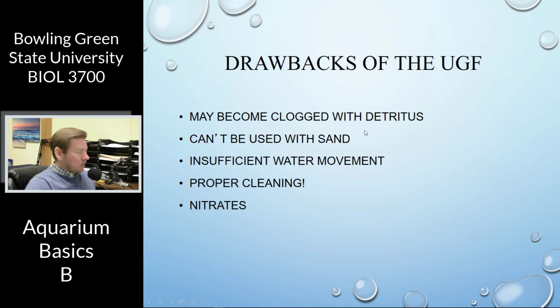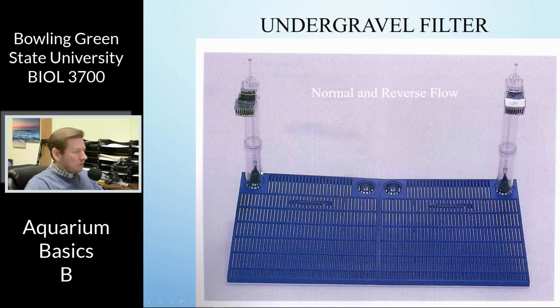Drawbacks. So there are drawbacks. They can become clogged with detritus. You can't use them with sand. If you don't maintain them properly, you can end up with insufficient water movement, and you've got to clean them properly. Something else is you've got to make sure that the same amount of air is going to both of these uplift tubes. Or what happens is maybe this one starts clogging a little bit with calcium and stuff. All right, well, now all the air is coming out of this one and the other stops working.